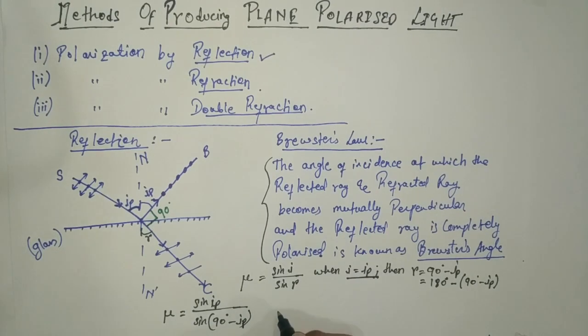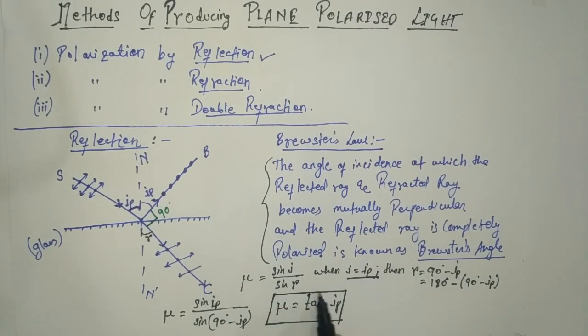Therefore, mu will be equal to tan of IP. So this is actually Brewster's law. This one is a prequel and this is Brewster's law.